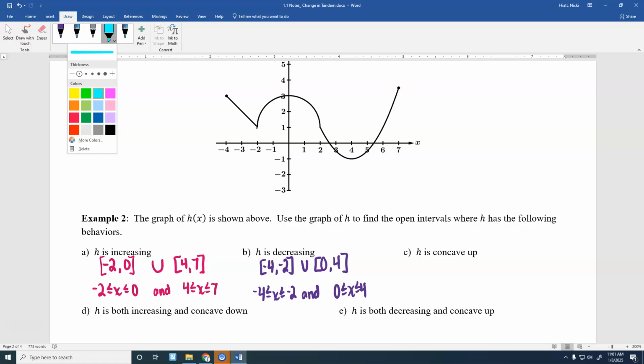It is a straight line. Your rate of change is constant, so it's not concave up or concave down. It just has a constant slope. So you wouldn't use that part of the graph at all. Concave up is going to be this section right here of the graph.